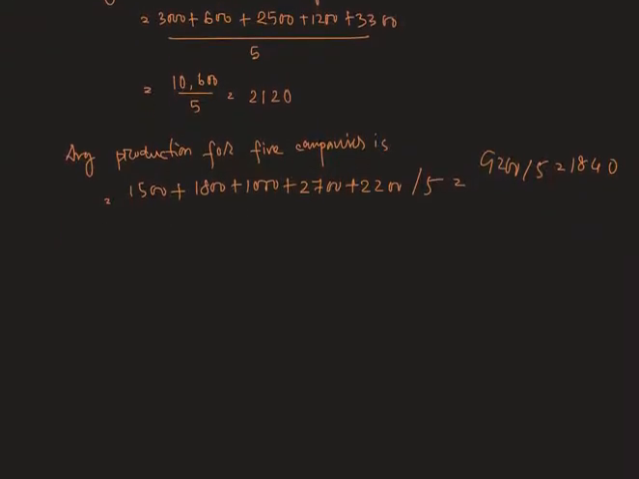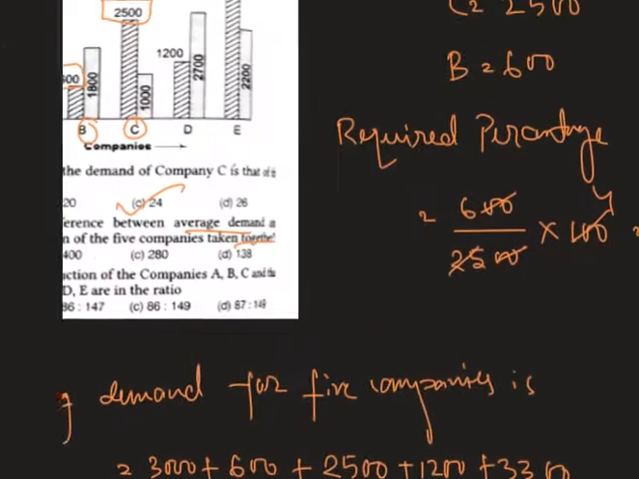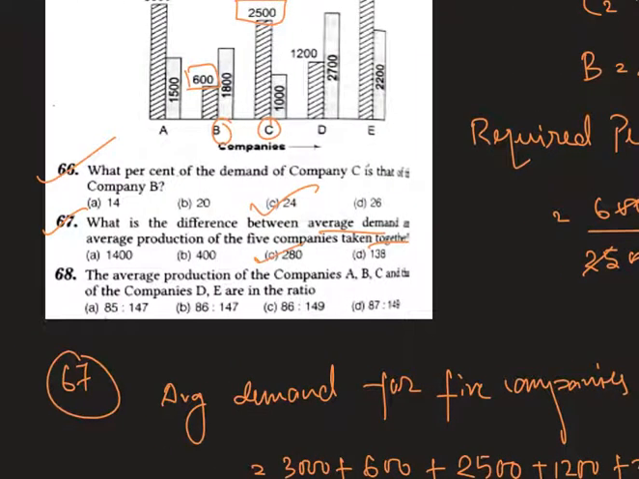So the required difference is 2120 minus 1840, and that is equal to 280. So our required answer is option C. Now let's see the next question, question number 68.